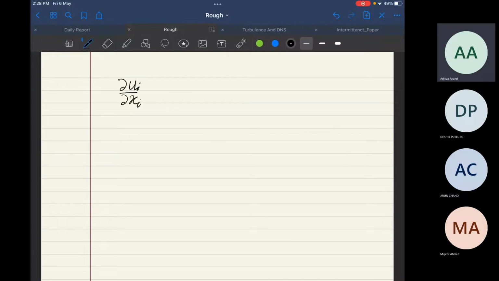So in the tensor notation, we look at the indices. If there are repeated indices, it means that there is a summation over that index.